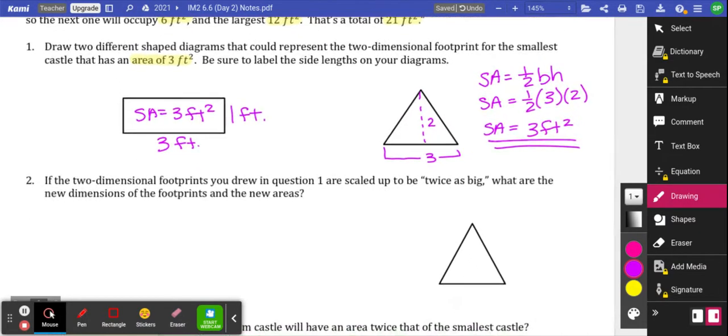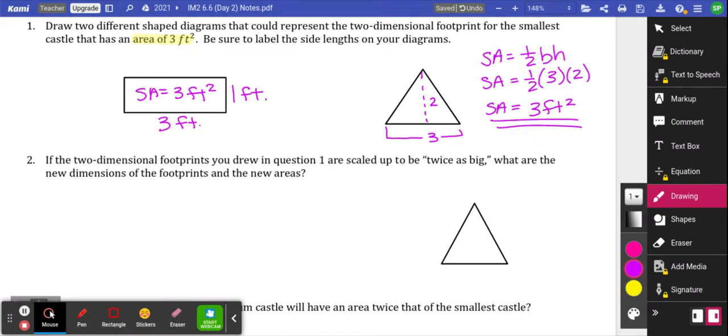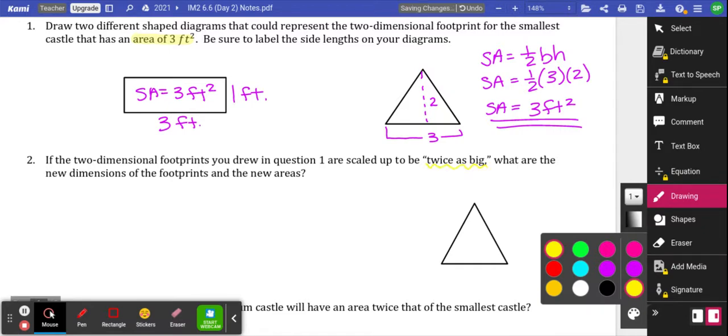Moving on. So those are the smallest footprints, okay, in 2 different shapes. So if the 2-dimensional footprints you drew in question 1 are scaled up to be twice as big, so remember, twice as big, what are the new dimensions of the footprints and the new areas? So we want to get the new dimensions as well as our new areas, okay?